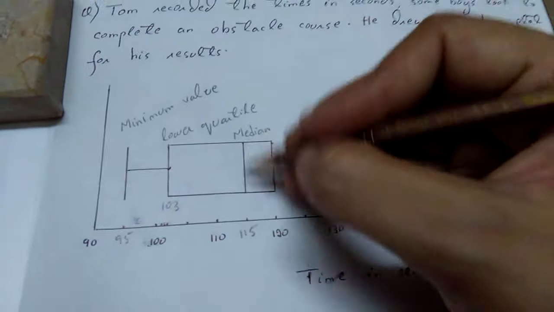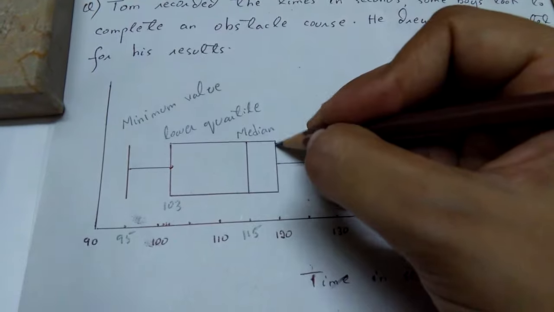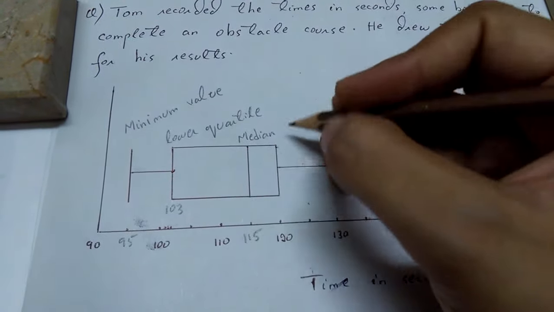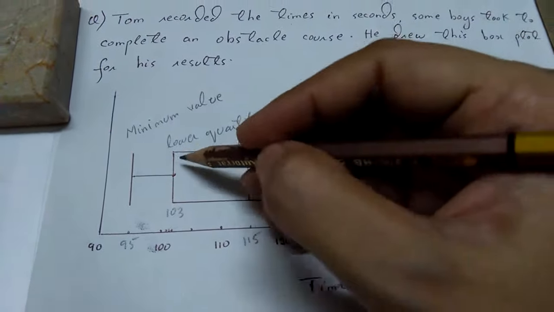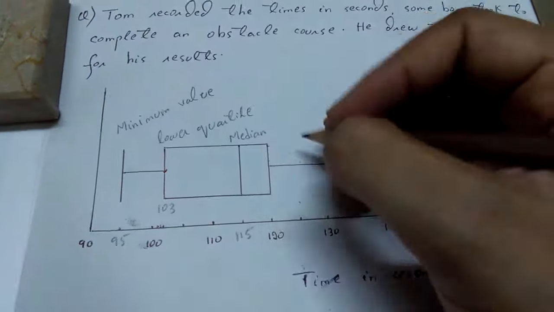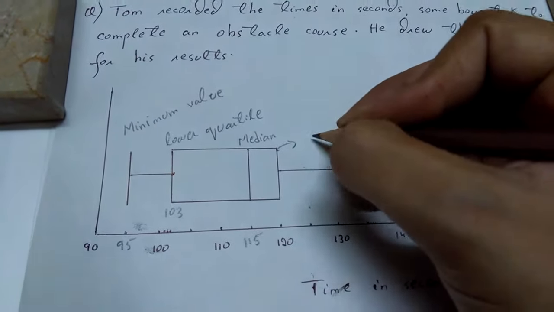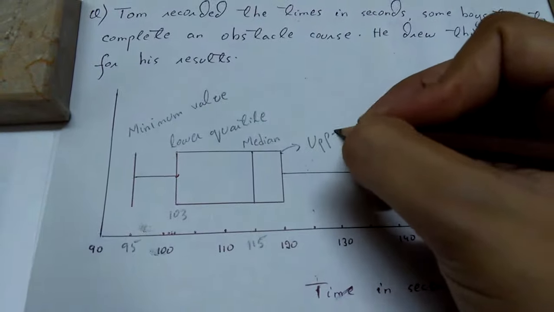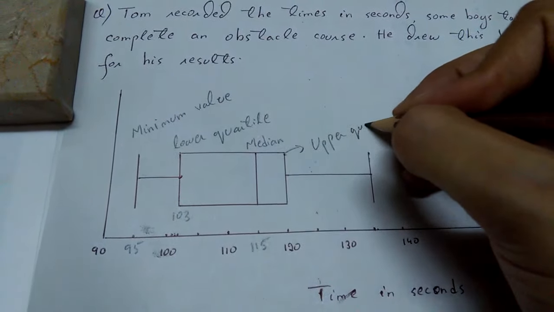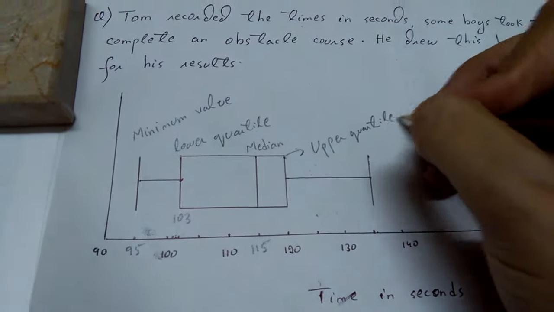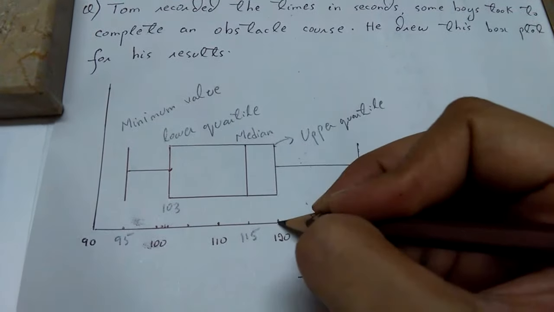The average value. And this line is representing the upper quartile. You can also call it the upper hinge, and this is called the lower hinge. So this is representing your upper quartile, and the upper quartile over here is 120.